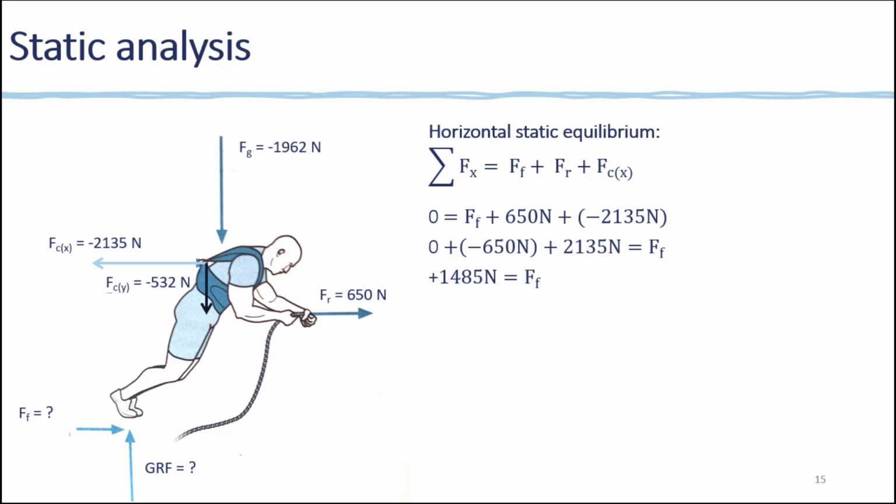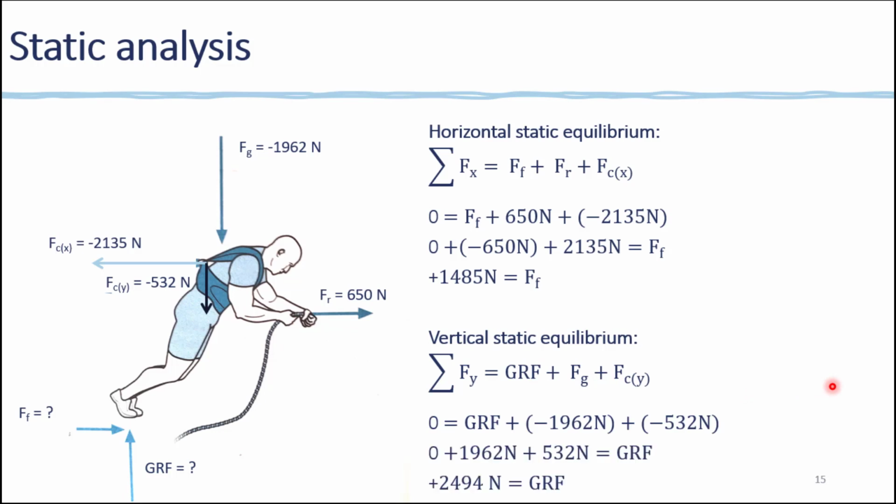So next you solve for the vertical ground reaction force. So using the same static equilibrium equation, but this time you're doing it for the vertical forces. So vertically we have the ground reaction force, the force of gravity, and the vertical component of that cable force. We end up with a ground reaction force, so vertical component of 2,494 newtons positive, so acting upwards. And that makes sense, right? Given our free body diagram, the ground reaction force should be acting upwards on Brian.